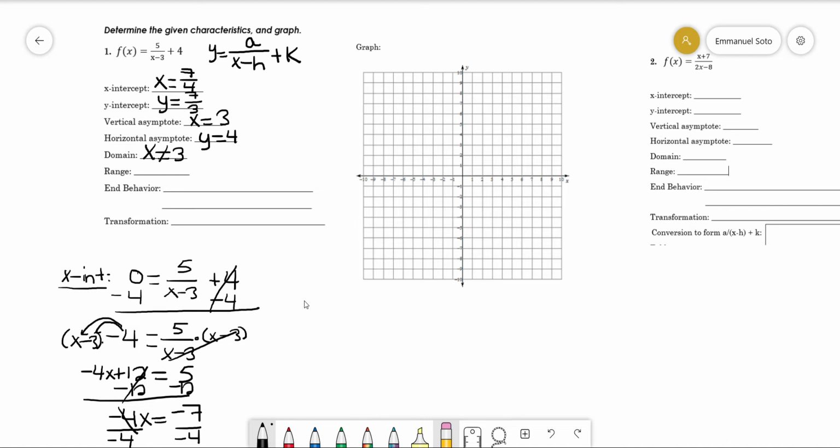The range is the set of y values that can be outputted from the function. In this case, the only value that we cannot have is 4 for the horizontal asymptote. So we're going to go ahead and say y cannot equal 4. As long as it does not cross that horizontal asymptote, then y cannot equal 4. There are some scenarios where it can be equal to 4 where it crosses, but this is not one of those cases.